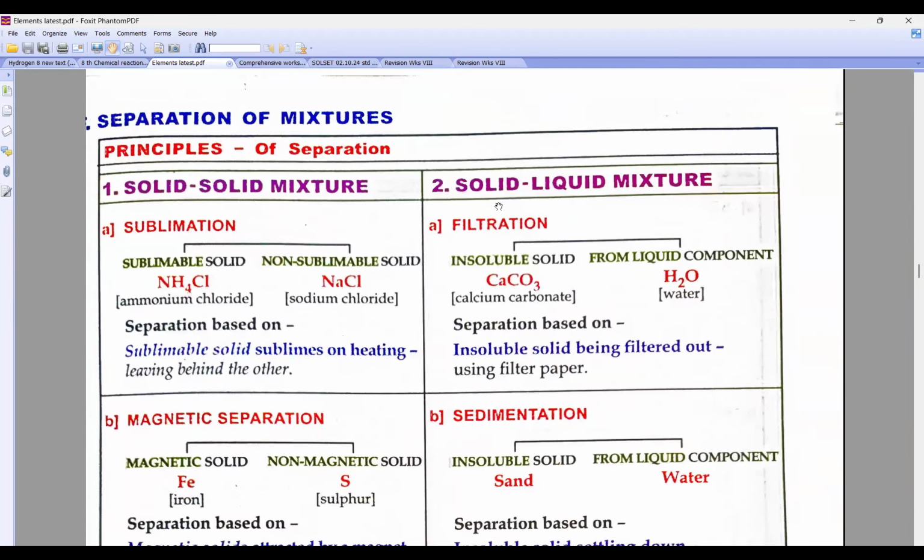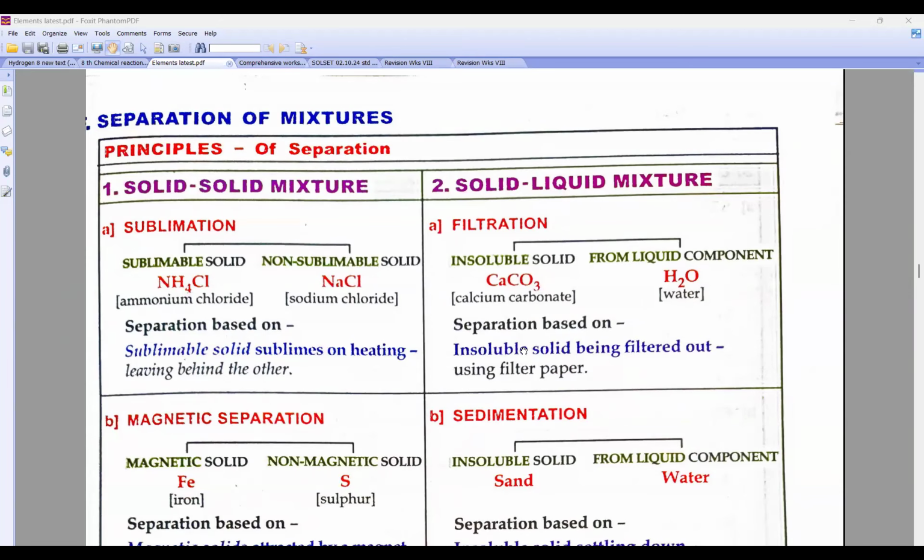Now what are we going to do? Solid in liquid. Now suppose I take sand in water or calcium carbonate. First let's take calcium carbonate, which is your chalk powder, in water. So how are you going to separate it? This is insoluble and the liquid is water, so how do you separate them? Just filter it. Filtration. So what will be on the filter paper?